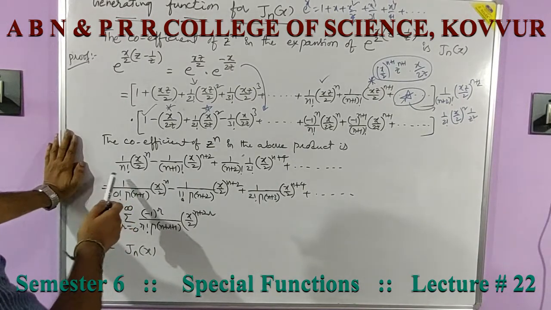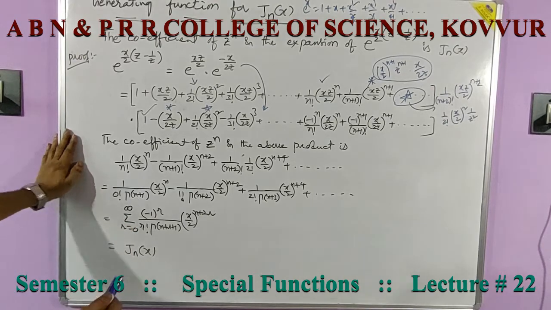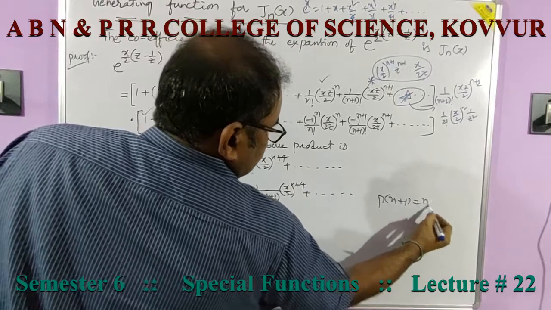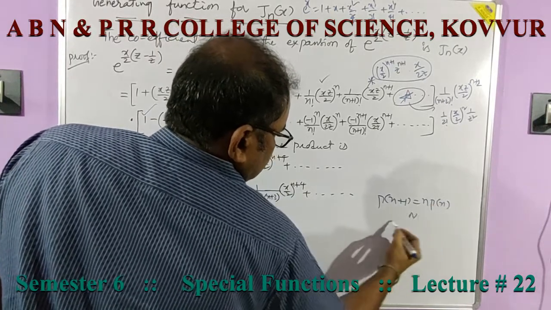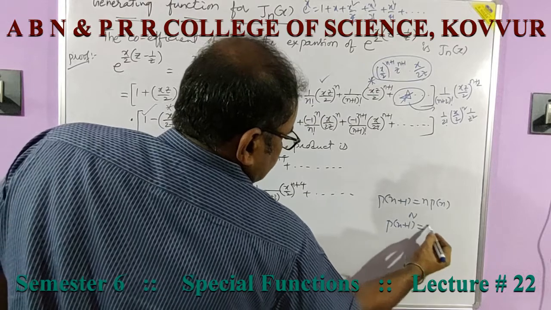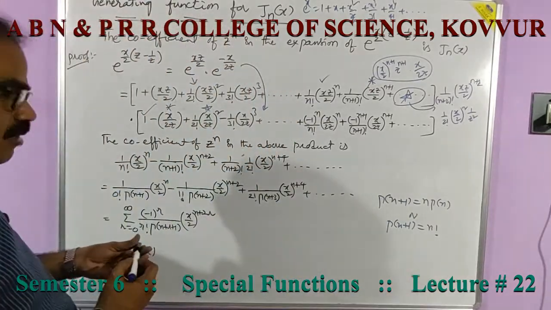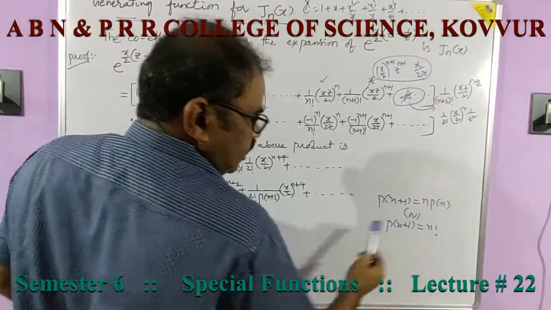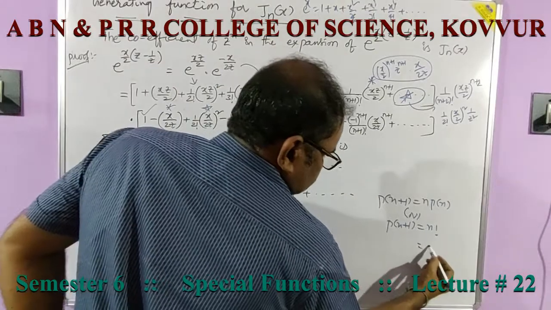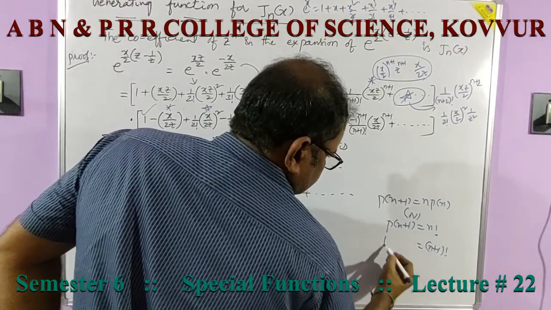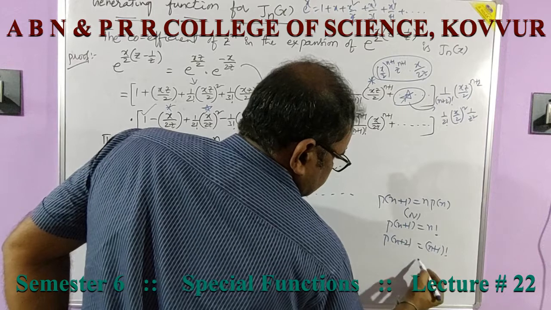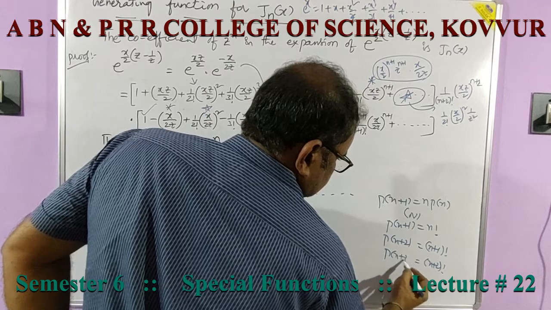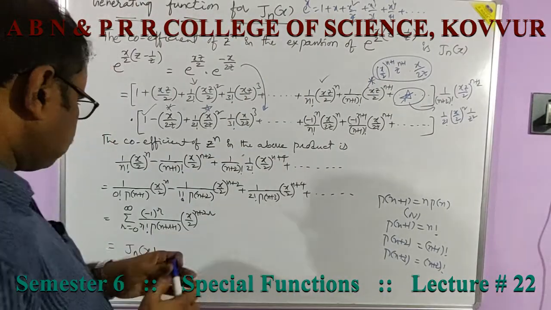1 by n factorial. n factorial can be written as gamma n plus 1. What is gamma n plus 1? That is n gamma n, or gamma n plus 1 is n factorial. So n factorial can be written as gamma n plus 1. What about n plus 1 factorial? That can be written as gamma n plus 2. And n plus 2 factorial can be written as gamma n plus 3. Okay, let us use those.